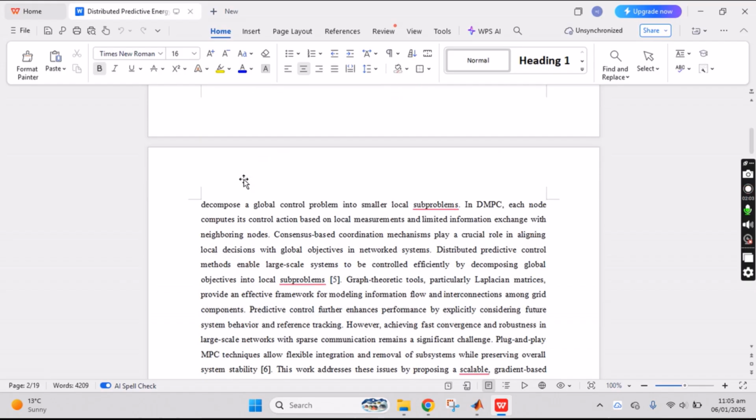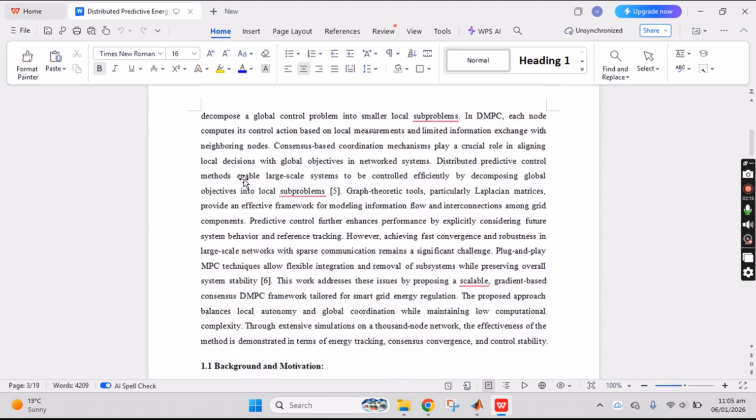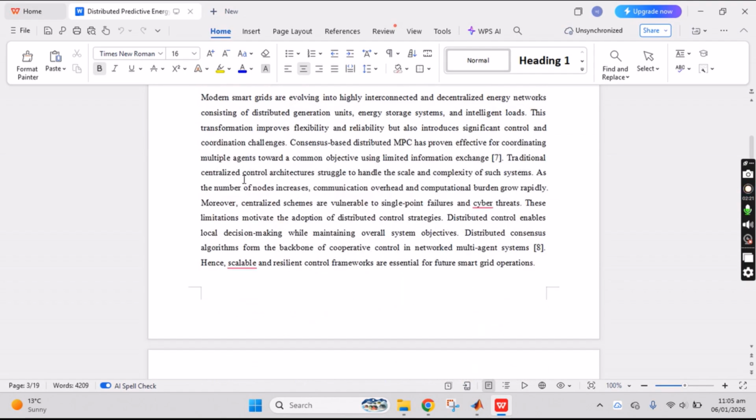Next is consensus-based coordination. Basically, this mechanism plays a very important role in aligning local decisions with global objectives in network systems, and the distributed predictive control method enables a large-scale system to be controlled efficiently by decomposing the global objectives.